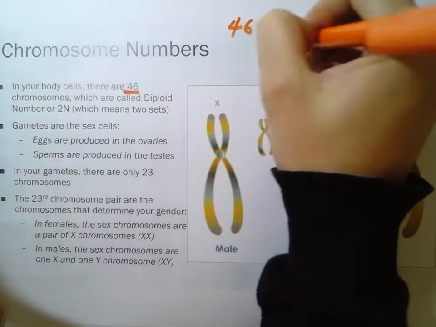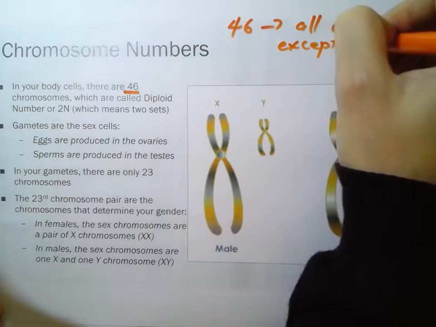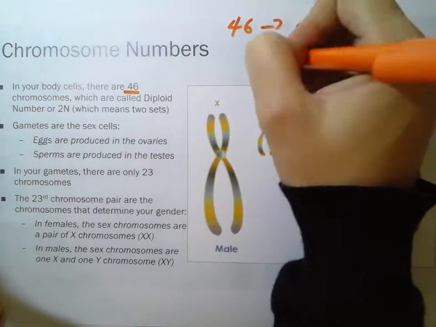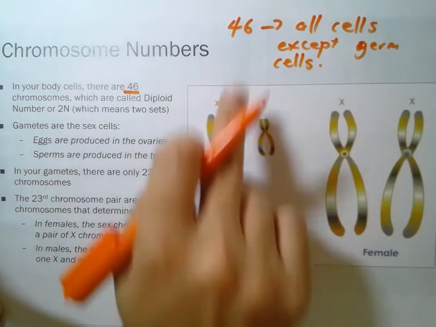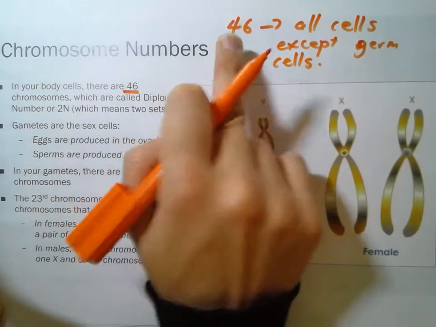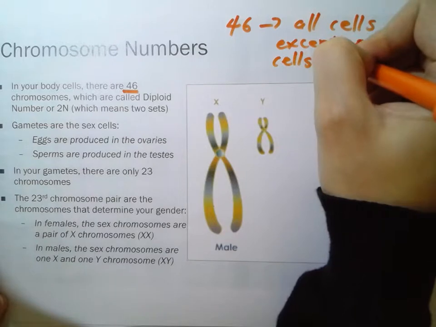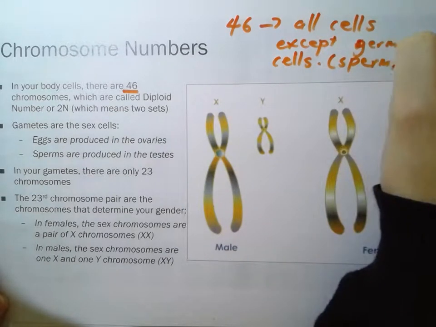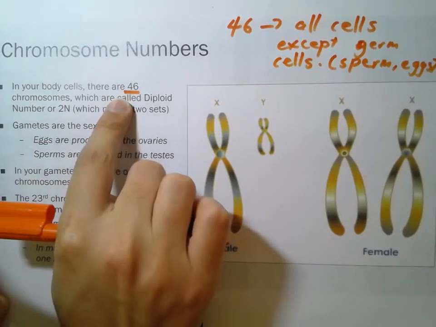Except the germ cells, which are our reproductive cells. So the 46 chromosomes are found in all of our bodies except for the germ cells. And the germ cells are just the sperms in males and eggs in females. So there are 46 sets except for here.